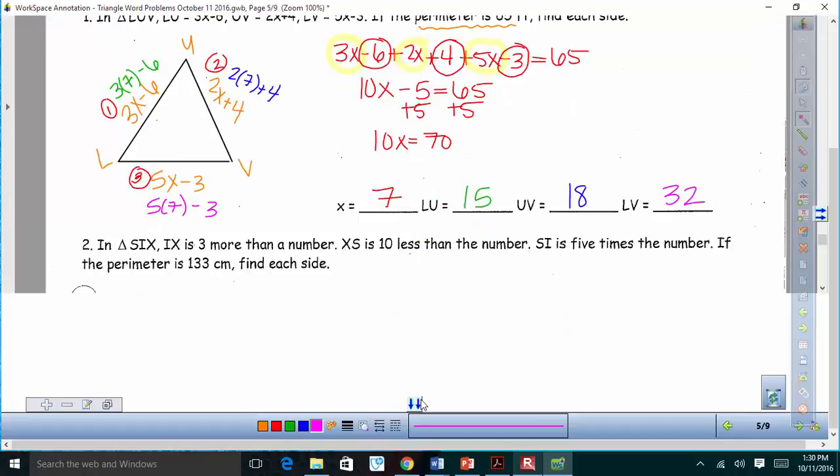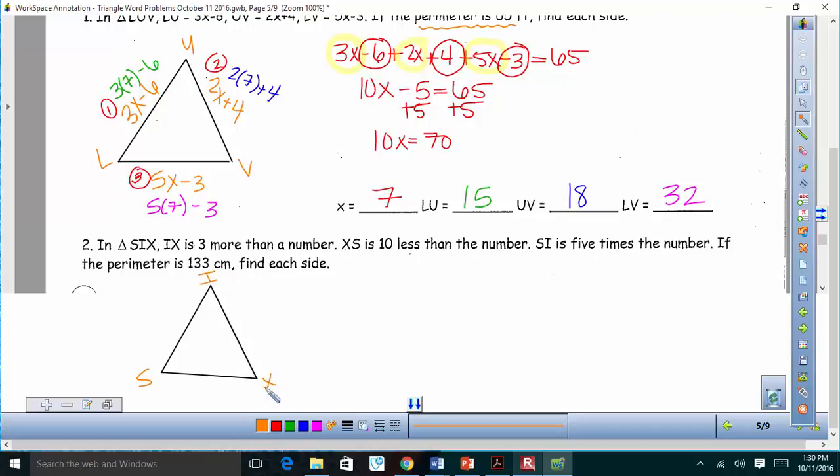Okay, let's do one a little more difficult. So let's look at number 2. I'm going to go ahead and draw my triangle. So we have triangle SIX. So it does not matter in what order you label SIX.